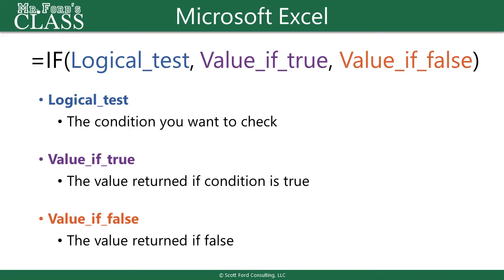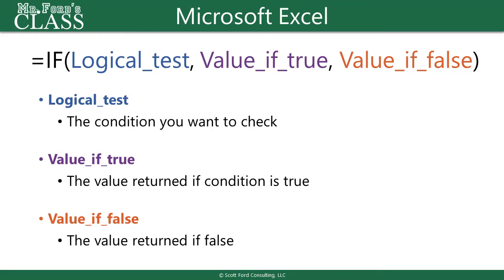Of course, you start with the equal sign. You always start with an equal sign whenever you want to do math or do some sort of formula in Excel. We begin again with the equal sign, followed by if. Then you have the logical test. The logical test is the condition you want to check. This is what you want to know about. This is why you're doing this.